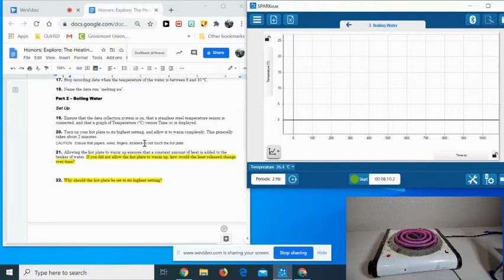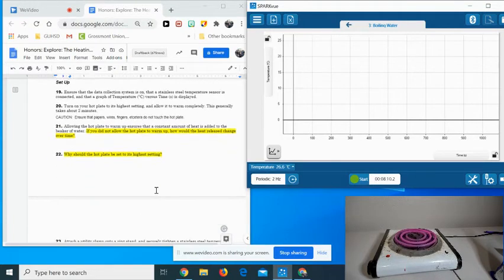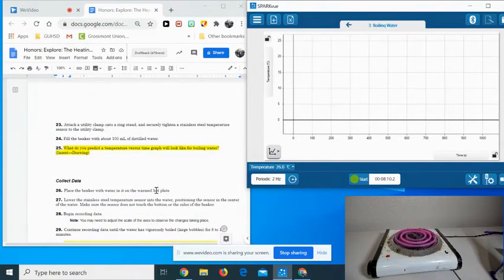Allowing the hot plate to warm ensures that a constant amount of heat is added to the beaker of water. If you did not allow that hot plate to warm up, what do you think would happen? And then why do you think that we should set it at the highest setting? So what are your answers there?